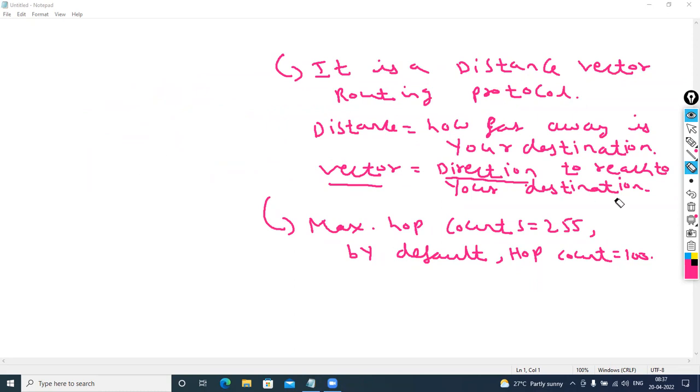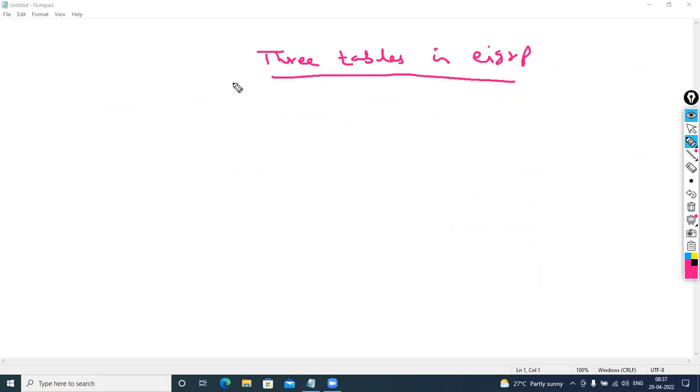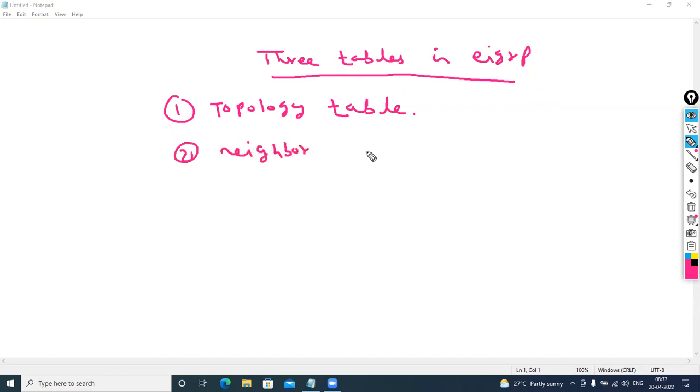So now, these are a few of the points of EIGRP. Now if you want to completely understand EIGRP, we need to understand three tables. So we have three tables in EIGRP. We have the topology table, we have the neighbor table, and third we have the routing table.